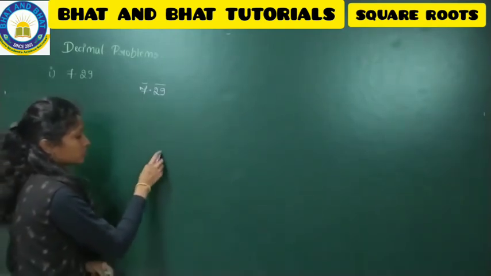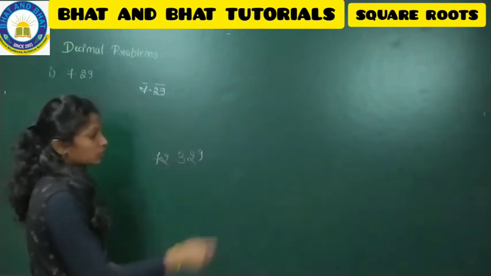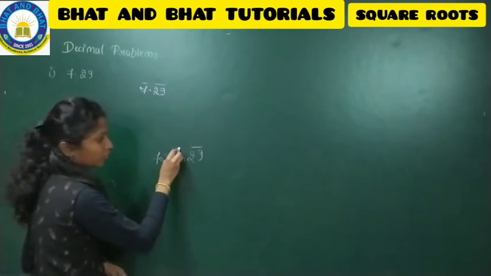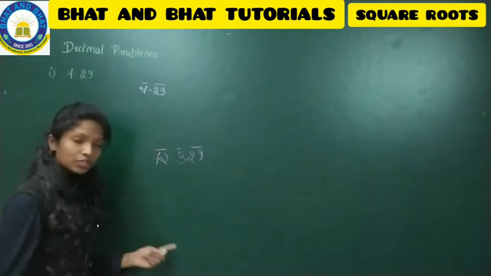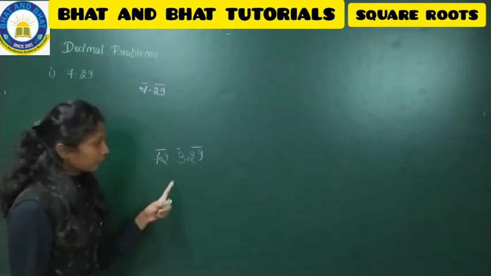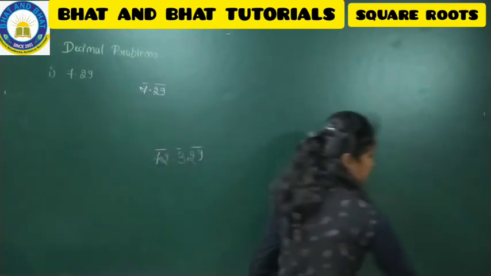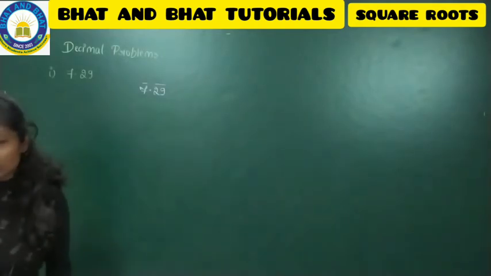Suppose the number is like this, what do you have to do? Pair these two numbers, pair only this one number, pair these two numbers. Usually they won't give you like this, but if they do, you have to pair in such a way. I'll teach you when we move on to problems of such kind.